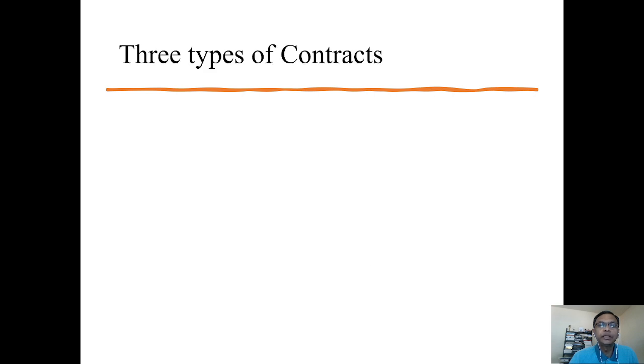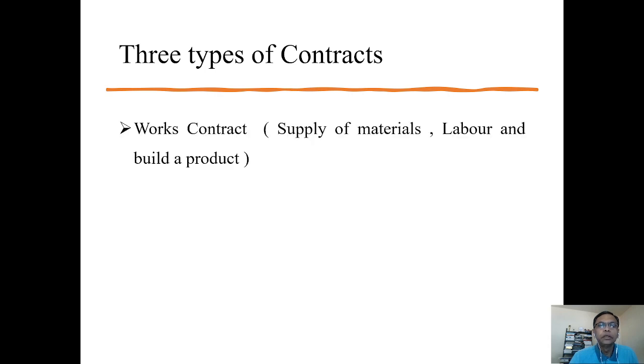Before studying the Contract Act provisions, importantly, let us understand the three types of contracts that we come across normally. One is a works contract, meaning a construction contract, as we refer to it generally. This includes supply of materials, provision of labor, and also machinery, to build a product. That is called a construction or infrastructure project contract, called a works contract.